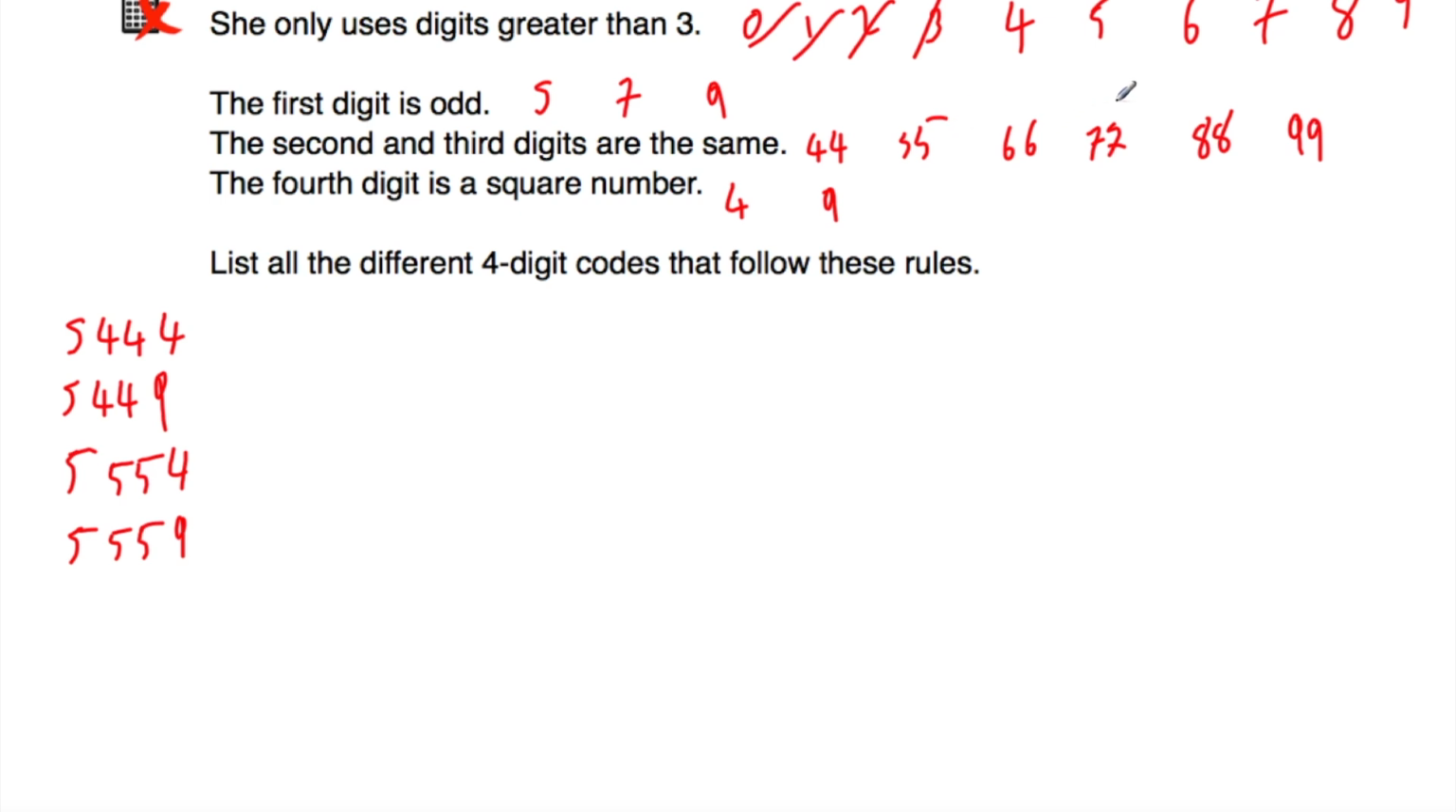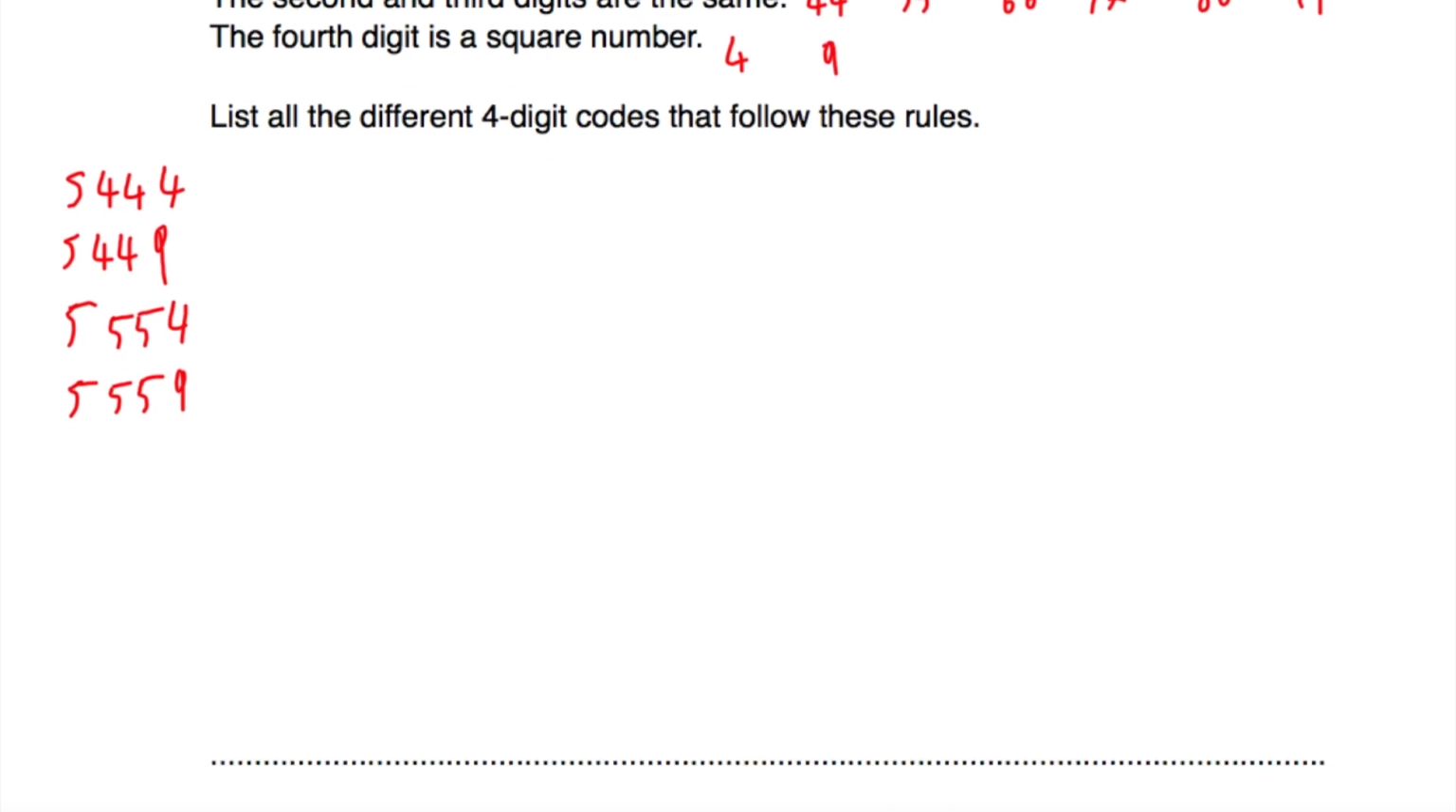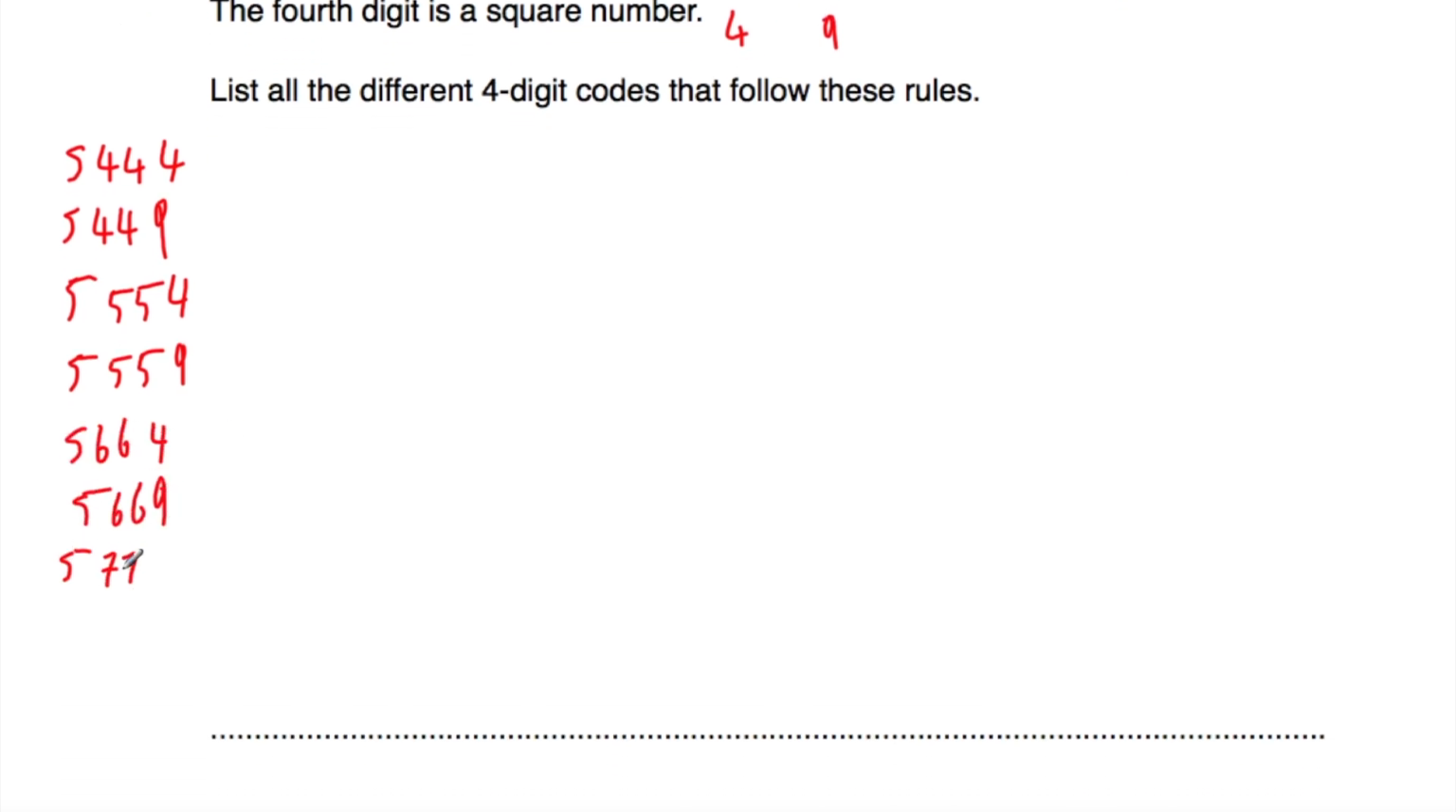We now need to do this with 66, 77, 88, and 99, and each of them with a 4 or a 9 after it. So I'm just going to list all of those now. So these are all the possible PIN codes with a 5 at the beginning. There's a 5, a 44 and a 4, a 5, a 44 and a 9, a 5, a 55 and a 4, a 5, a 55 and a 9, 66 and a 4, 66 and a 9, 77 and a 4, 77 and a 9, 88 and 4, 88 and 9, 99 and 4, 99 and 9. So they're all the ones beginning with 5.